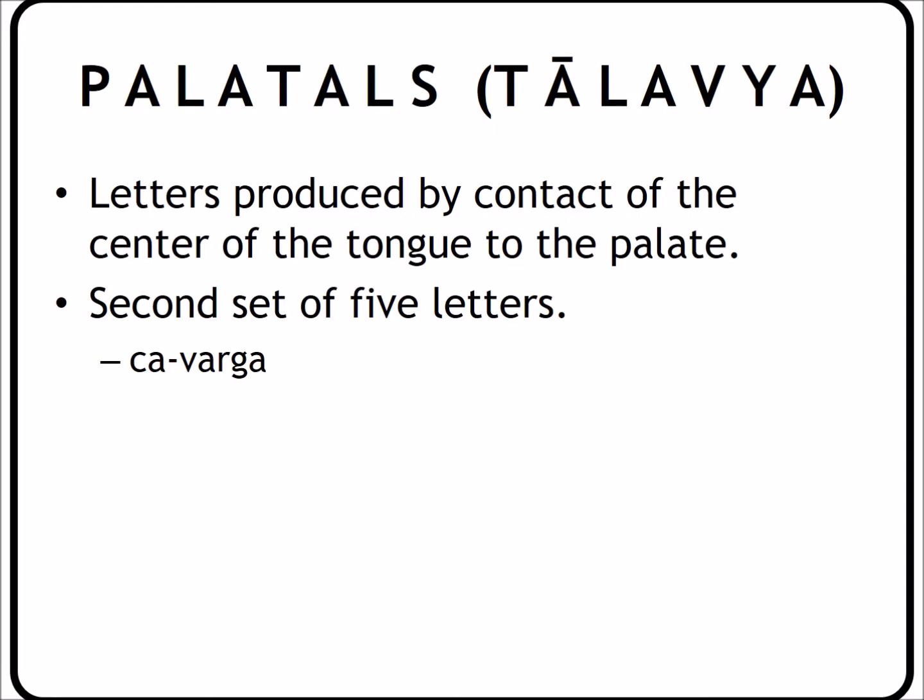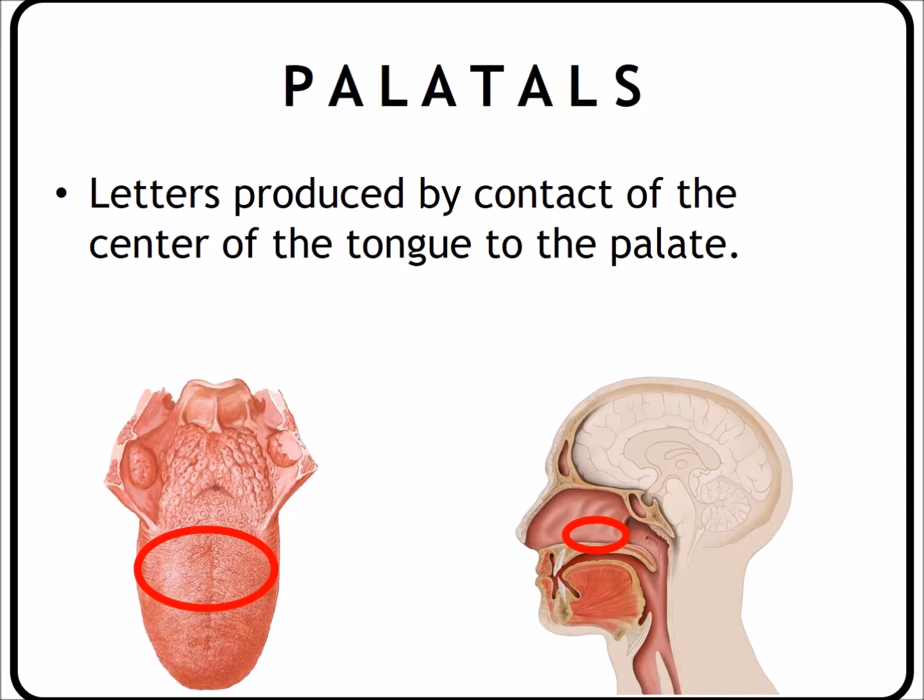Now we're going to learn about the palatal letters, or the ta-lavya letters. These letters are produced by the contact of the center of the tongue to the palate. Because the first letter of this row is the letter cha, this is known as ca-varga. Here's the point of contact on the tongue where it should strike the palate.